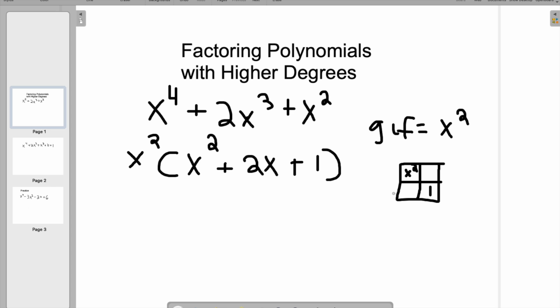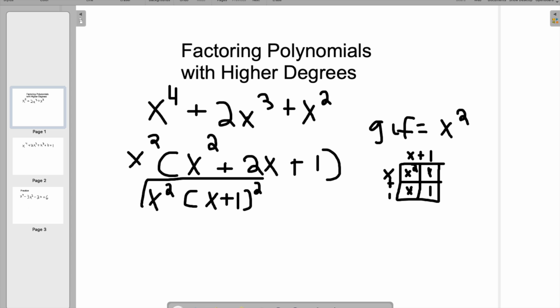And then since it's just 1, it's easier because it has to be plus 1. And since x plus x equals 2x, which is the middle term, the answer is x plus 1 squared. And then we're going to put the x squared in front. So that is the answer to the first problem.